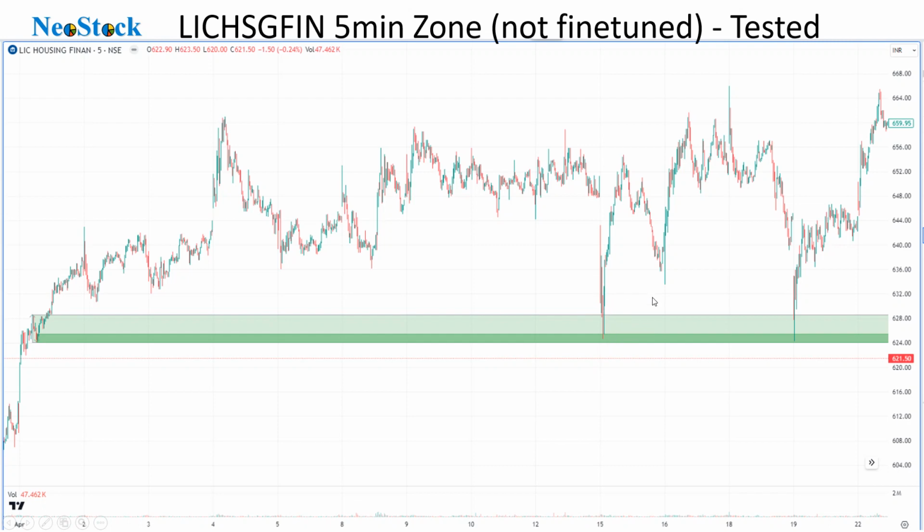Previously it is tested. Second time it gave a good rejection. Generally we feel rejections are there, we feel like to take a trade. But remember, look into the second rejection. Prices went very deep inside, almost close to the distal line. So that's why don't plan a trade. We should not plan. We know that the zone will be violated.